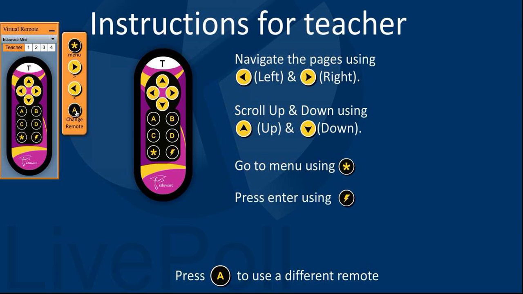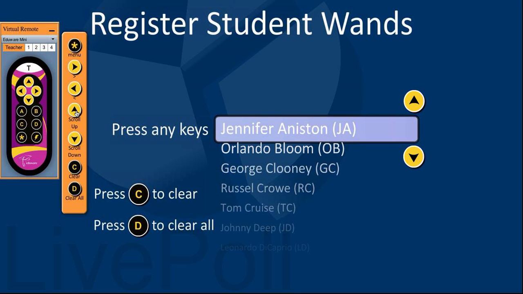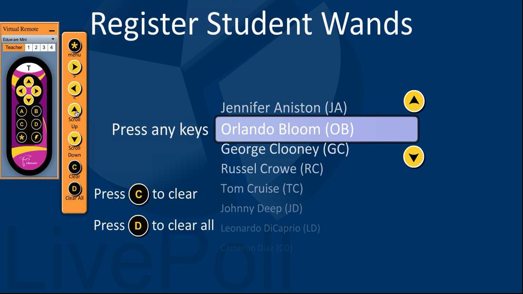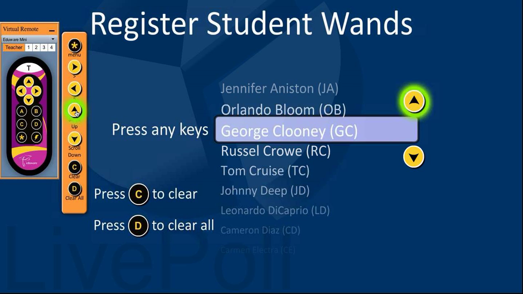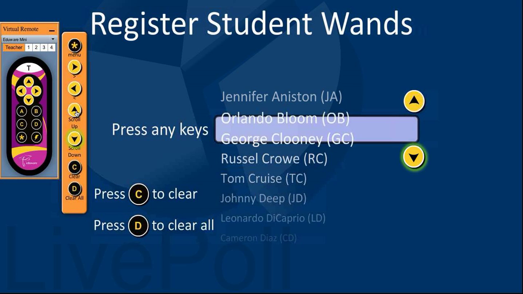Now that you've seen how to use the remote, let's register our class. To get started, I just click the right arrow on the button bar. Now, when you're registering your class, you're going to see either a list of the names or a list of aliases, depending on which you chose when you were setting up your activity. In this case, I have a list of celebrity aliases chosen. As a teacher, use the up and down arrows to scroll.